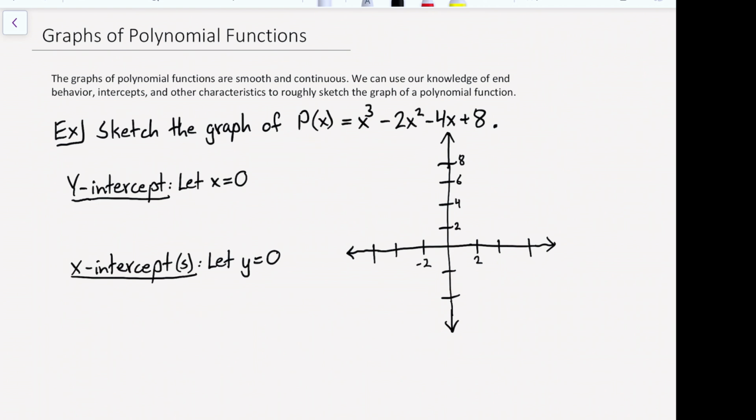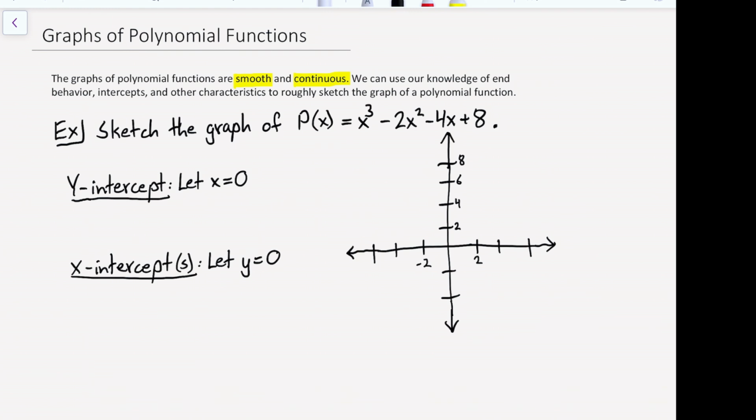Let's take what we know about the graphs of simpler functions and apply it to this question of sketching graphs of polynomial functions. In general, as we sketch polynomial functions, we want to remember that the graphs are smooth and continuous. By smooth, we mean there are no sharp corners. Everything is a nice curve. And by continuous, we mean there are no breaks in the graph.